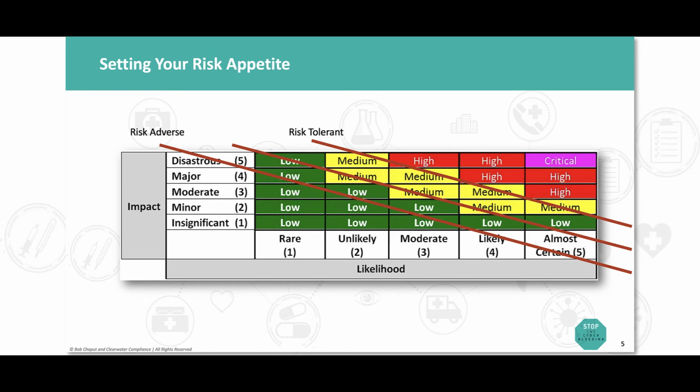Whatever the timing, it's critical to agree, document, and communicate as soon as practical 3 things: your likelihood and impact ratings, which we discussed in the previous episode, your risk rating calculation, in our case we're using simple multiplication, and then last but not least, your risk appetite. These will guide your organization in making informed risk management decisions.